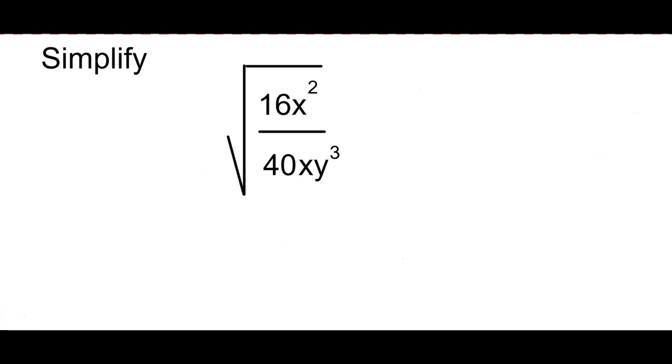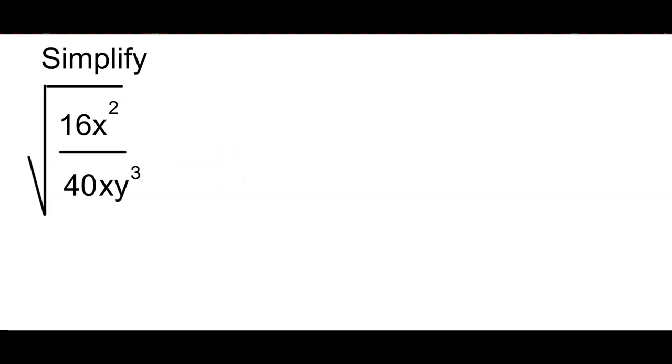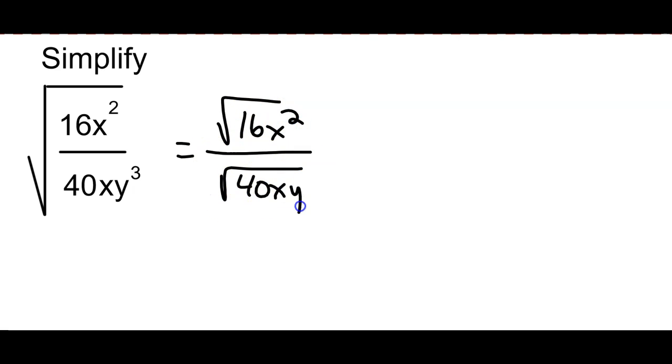All right, try this one out. So for this one, I'm going to try to move this off to the side so I have a little more room to work. I'm going to use that property where I can break this up into the square root of 16x squared up top and the square root of 40xy cubed on the bottom. And that will allow me to cancel some things hopefully here in a moment.